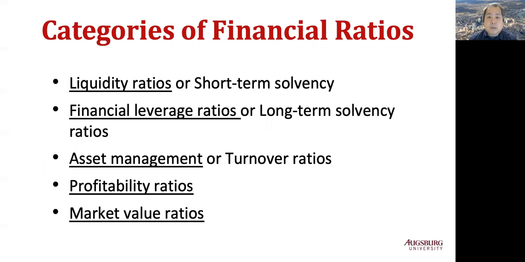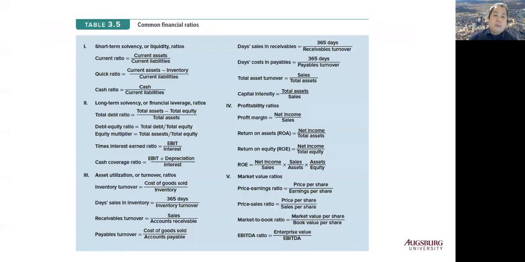For this textbook, they use 5 categories. It's not decisive, but it's a good way to categorize the ratios. First one, liquidity. Second one is the financial leverage. Third one is asset management. Fourth one is the profitability, and the fifth one is market value. And this is the table to show the ratios and all the formulas, and we'll see them one by one.